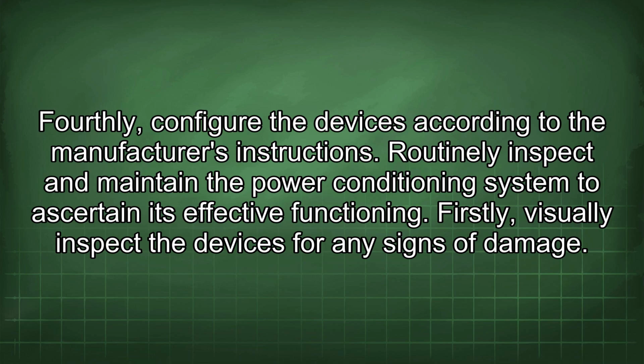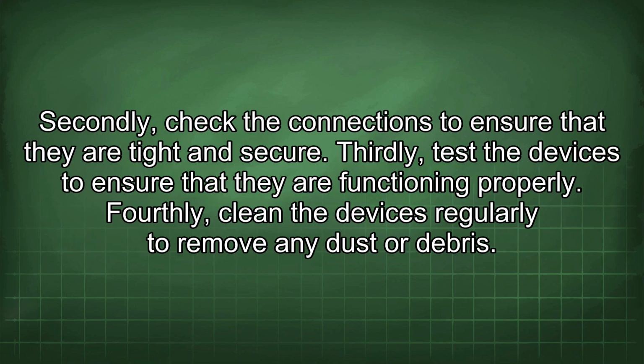Routinely inspect and maintain the power conditioning system to ascertain its effective functioning. Firstly, visually inspect the devices for any signs of damage. Secondly, check the connections to ensure that they are tight and secure. Thirdly, test the devices to ensure that they are functioning properly. Fourthly, clean the devices regularly to remove any dust or debris.